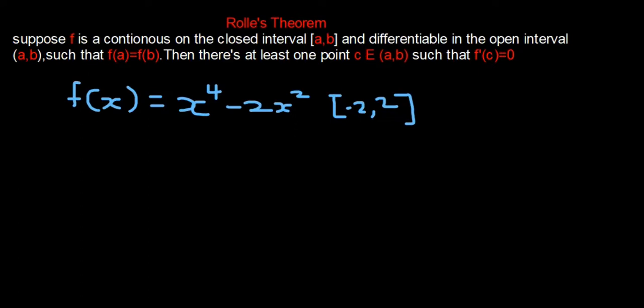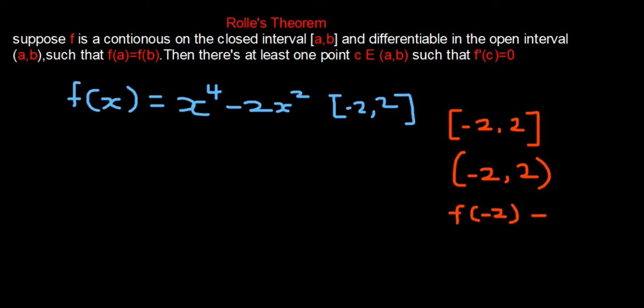So now let's write down the conditions. The function should be continuous in this interval, and it should be differentiable in the open interval -2 to 2. Then also f of -2 should be equal to f of 2. If all these three conditions hold, then there will be a point C such that the slope of the function at that point will be equal to 0.